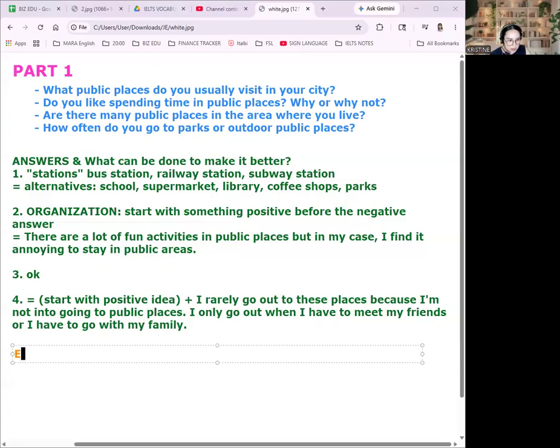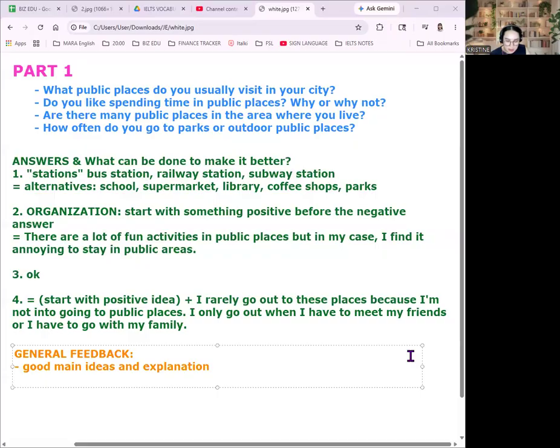I will just note it down here because later I will send a copy of this note in our group chat. So for the general feedback here, Peter, so far you had a good answer or good main ideas and explanation. Okay, but the thing that we have to improve here, Peter, is again organization.